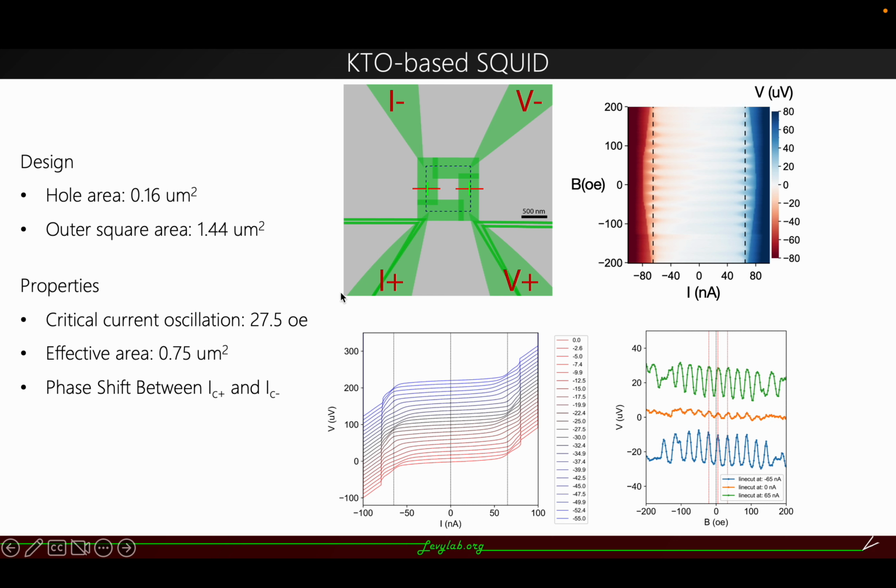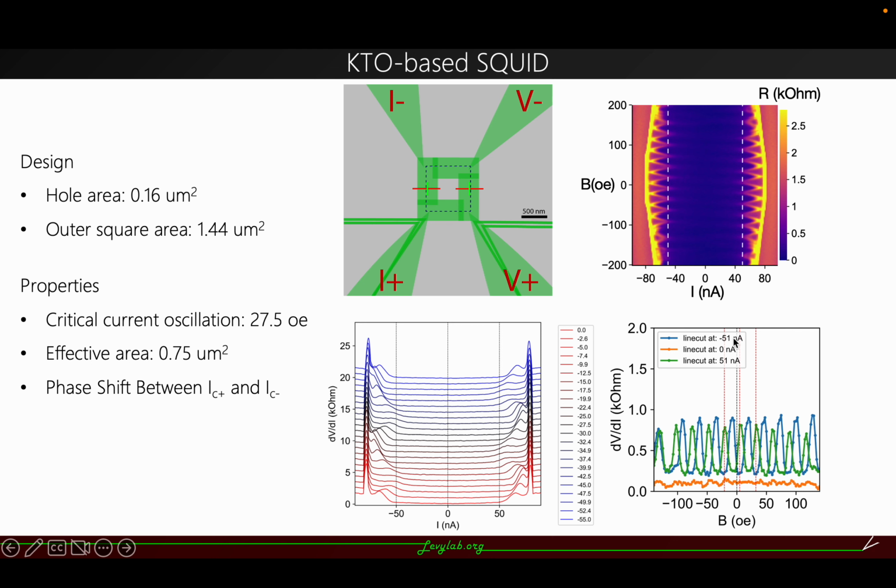You can also notice that there seems to be a phase shift between IC plus and IC minus. You can see it more clearly here when you plot the differential resistance. When in the positive sourcing direction the critical current is the largest, IC minus is the smallest. We think this may be due to the kinetic inductance of these two nano bridges.